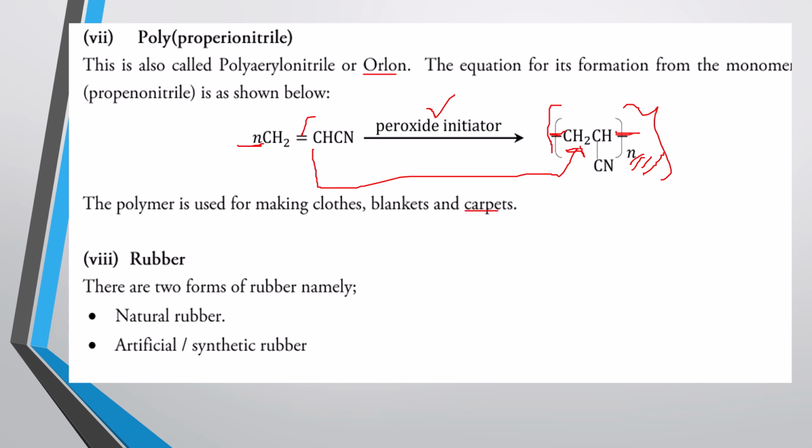Proceeding, we are going to see that the polymer is used in making clothes, blankets, and carpets. So we look at another addition polymer, which is going to be rubber. Now rubber, we are going to look at it in detail because rubber can be categorized into two. One is going to be natural rubber, and the other one is going to be synthetic or artificial rubber. Synthetic is the same as artificial. But usually here we get some questions that are easy to understand and easy to pass, but quite tricky to interpret. So the forms in which rubber is categorized are natural together with synthetic.